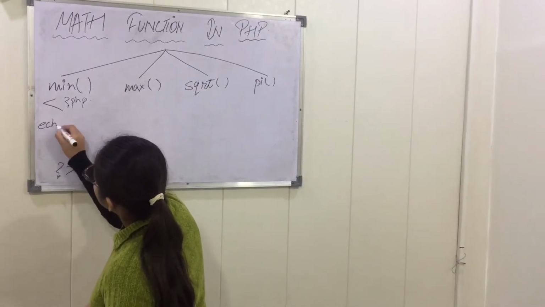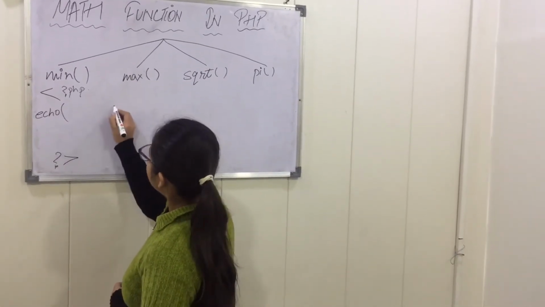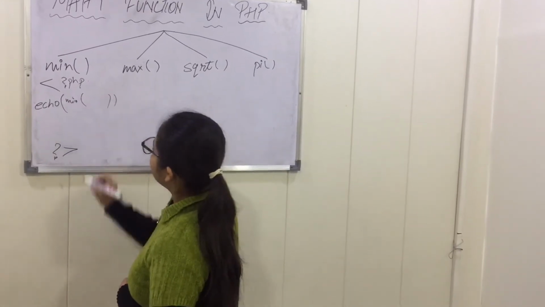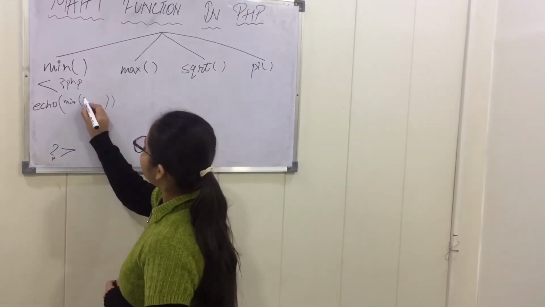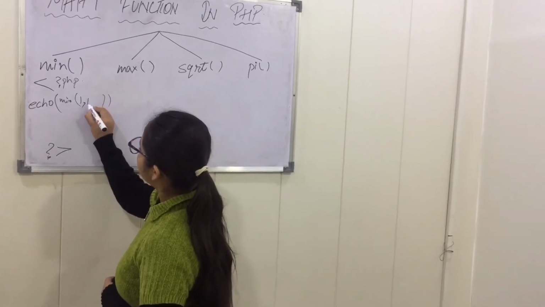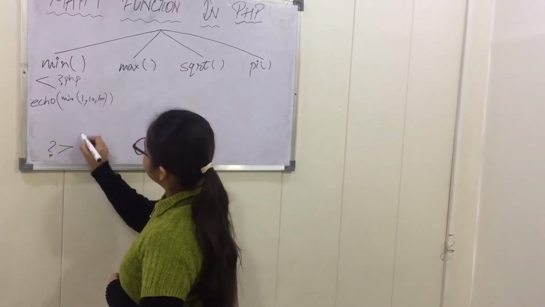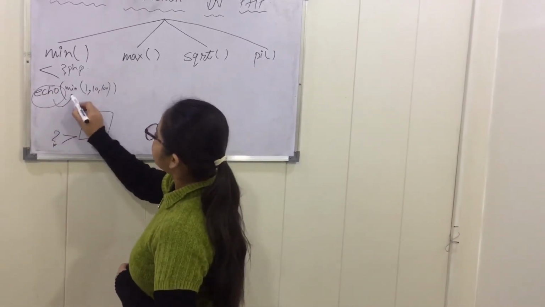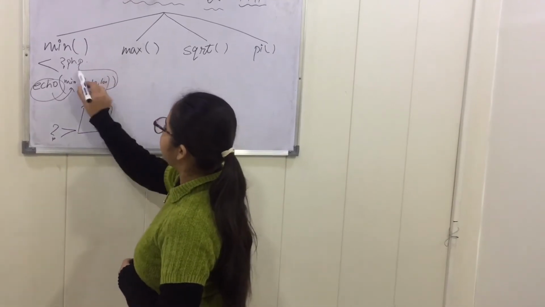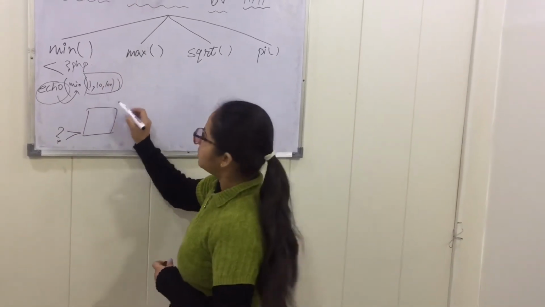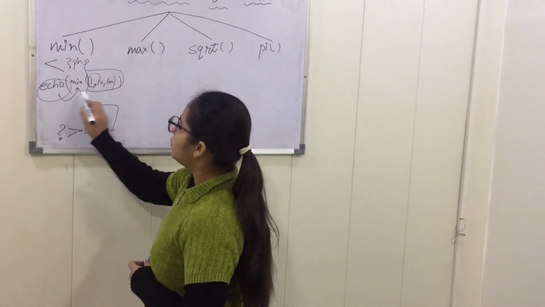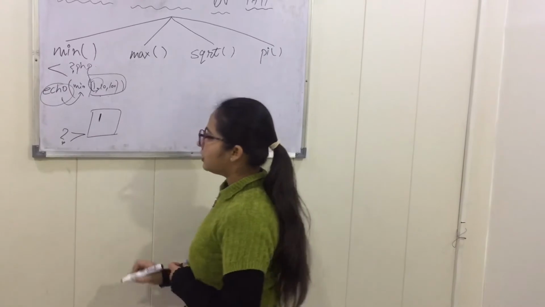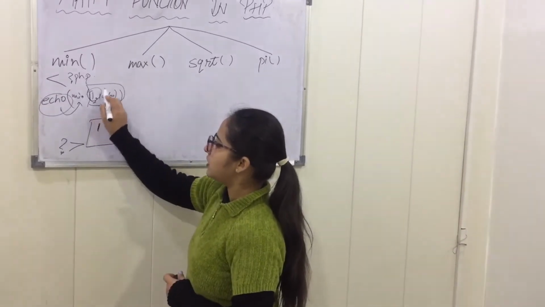Suppose I am taking echo. After that the min function, and in between this I will pass my values. Suppose I am writing 1, 10 and 100. So as we have echo and the min function, we will find the minimum value of the integers, that is 1. According to the echo of the min function, the display screen will print 1 because 1 is the smallest value in this.